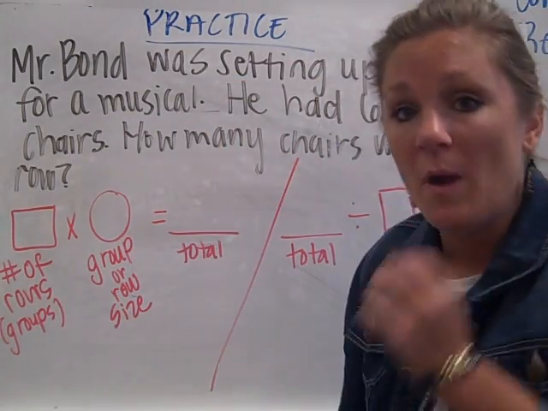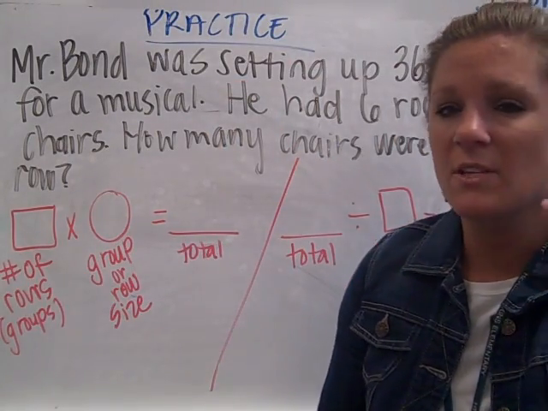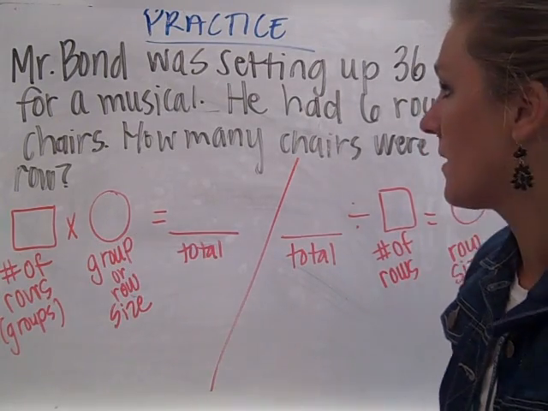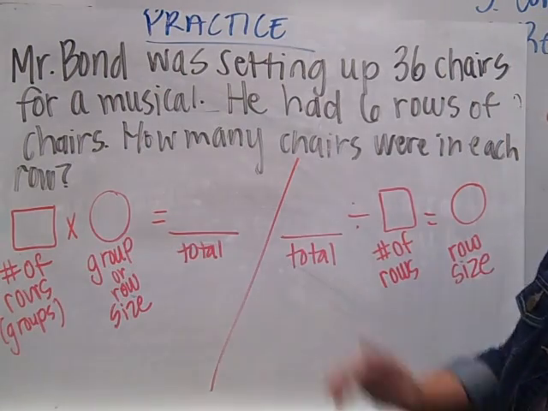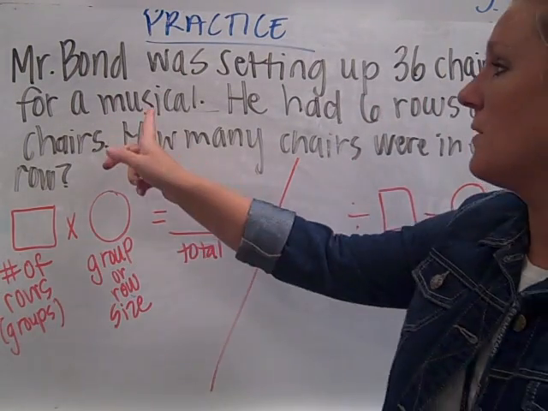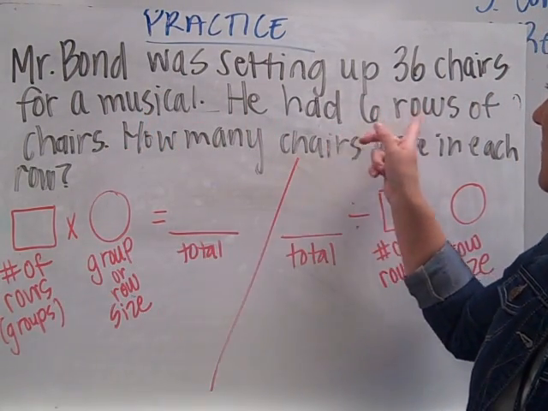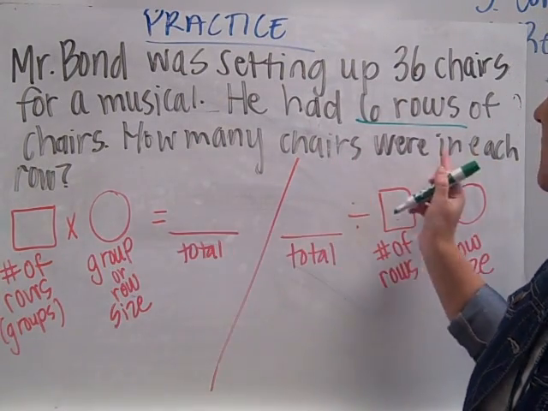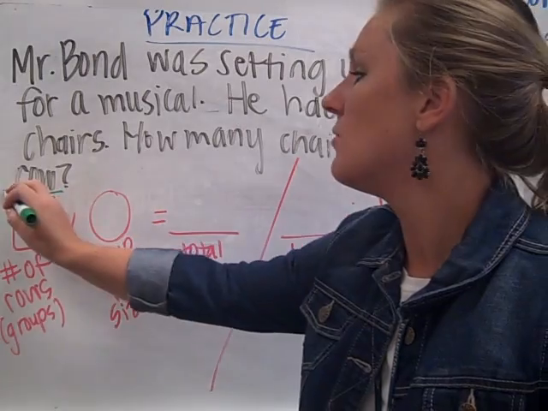Alright, here are some word problems. This is going to help you better visualize what's going on and make it more of a real life type situation. So, Mr. Bond was setting up 36 chairs for a musical. He had 6 rows of chairs. How many chairs were in each row?